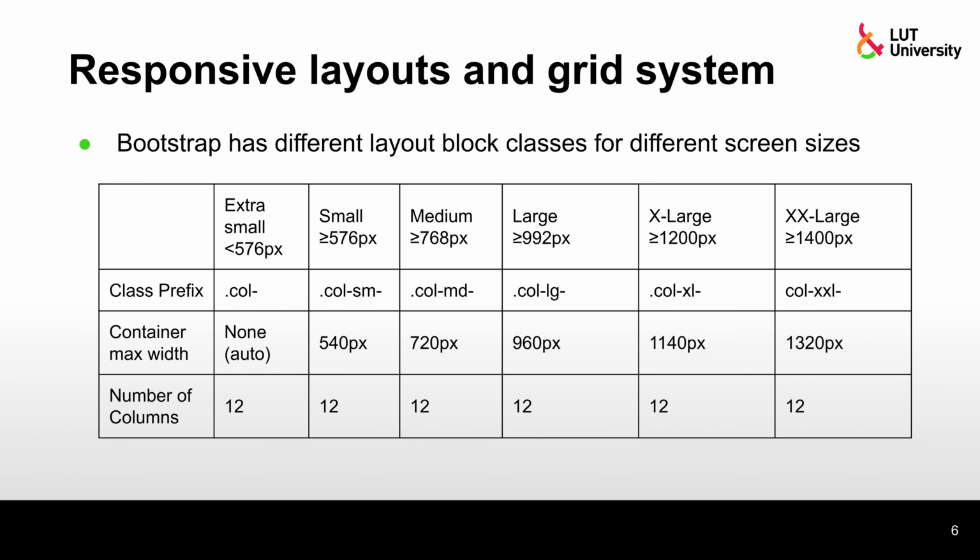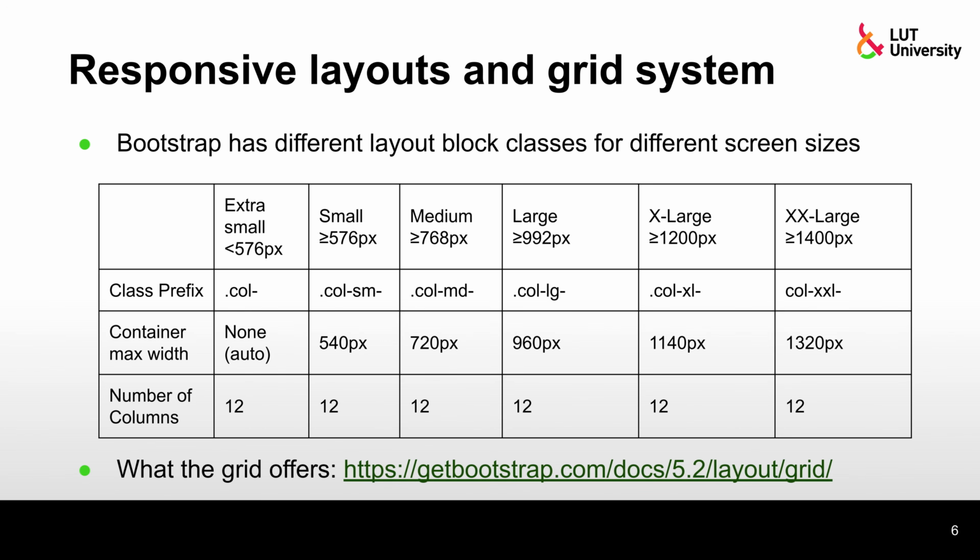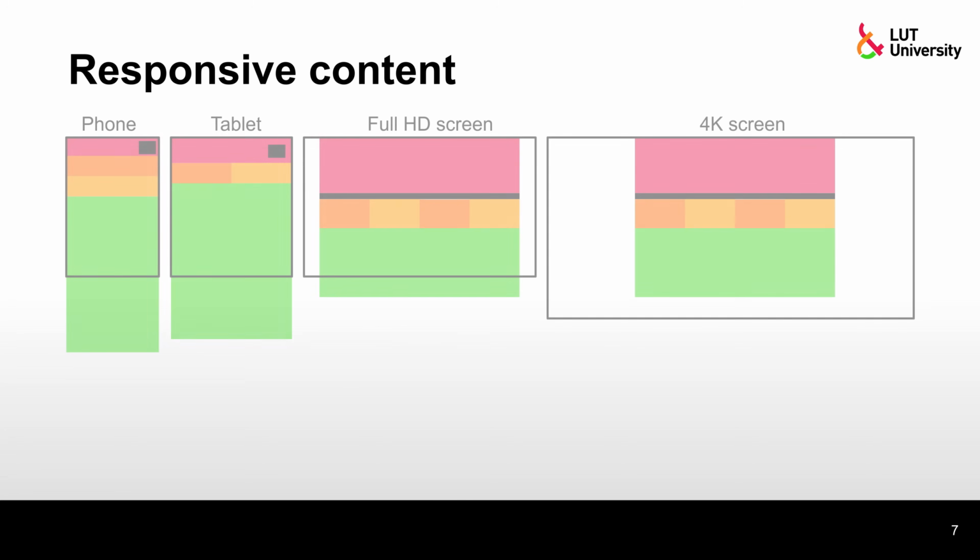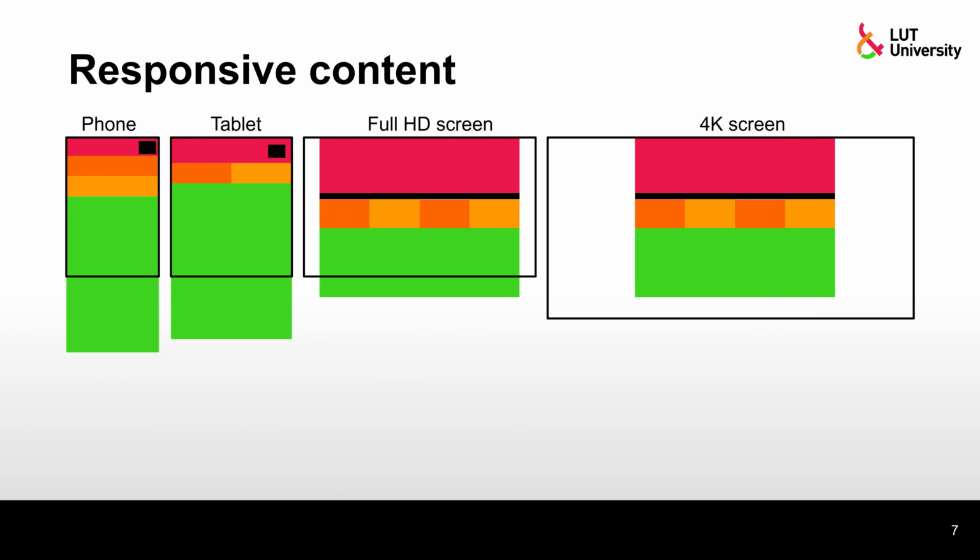And of course in every view here we have the 12 columns, and the actual container max width is a little bit smaller than the media query telling the screen size. So there are paddings and margins on the left and right, so they are not taking the whole screen. In this extra small, you're just having some auto margins. And Bootstrap is giving a good documentation about this grid layout.